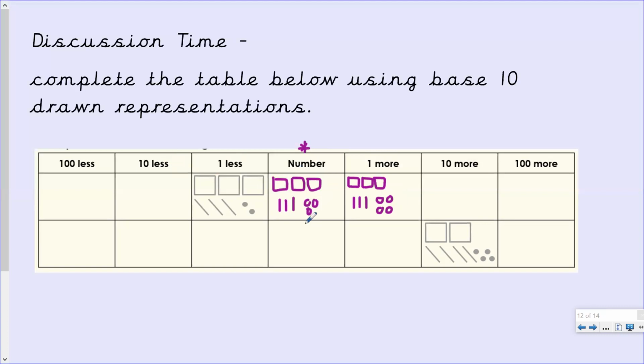What is 10 less than 333? Which column would I need to look at? My tens column, because I need 10 less. So what's 10 less than this number? Would my hundreds change? No, my hundreds would stay the same. How about my tens? Yes, my tens would change because I want 10 less. So instead of 3 tens, I would have 2 tens. And would my ones change? No, my ones would stay the same.